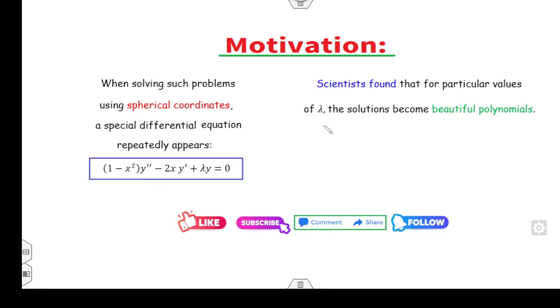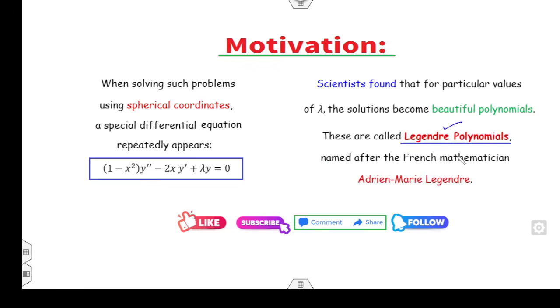Scientists have found that for a specific value of the parameter, the solution of equation number 1 comes out to be very special, beautiful polynomials, and those polynomials are called the Legendre polynomials, and they were defined by the French mathematician Andre Marie Legendre.